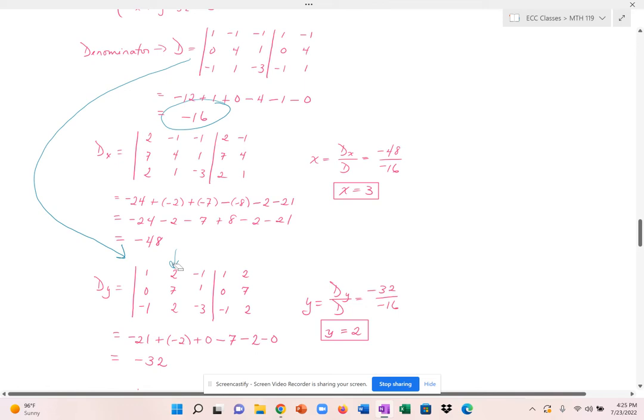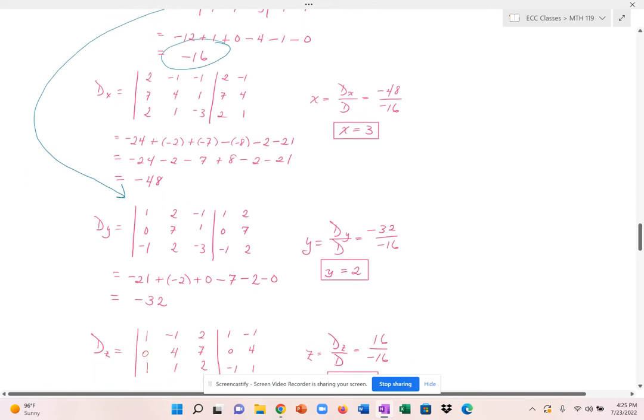Again, repeat the first two columns and multiply these numbers on a diagonal. This will be negative 21 plus negative 2 plus 0. And then when you go in the other direction, that's when you subtract. So I get minus 7 minus 2 minus 0. That works out to be negative 32. So that means that my y value is negative 32 divided by negative 16, which gives me a value of 2. So far we know x and y.